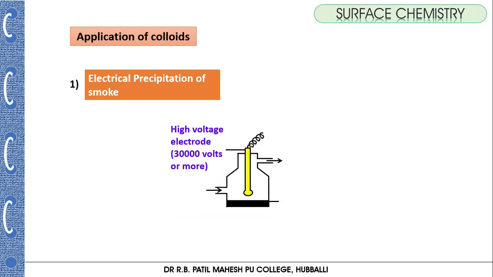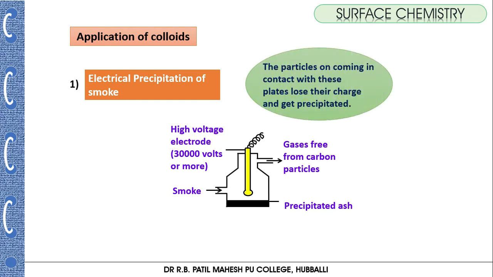See here, high voltage electrode of 30,000 volts is applied. So here we have one charged electrode. Now when we pass the smoke through this inlet, the smoke along with the dust particles enters here and colloidal particles are attracted and they get coagulated. And gases free from the carbon particles enter the atmosphere. The particles on coming in contact with these plates lose their charge and get precipitated.